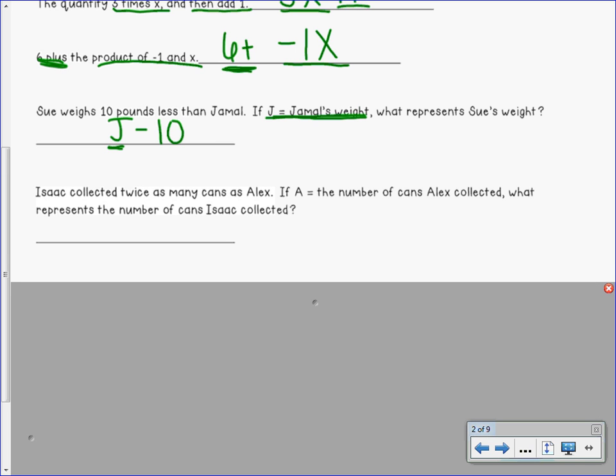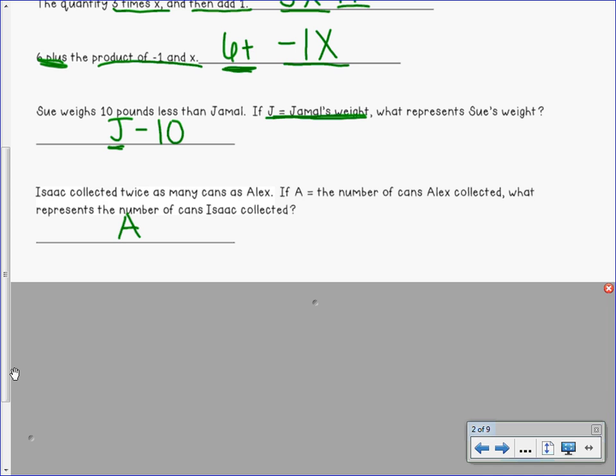Okay. Now we have Isaac and Alex. Isaac collected twice as many cans as Alex, so maybe they're collecting cans for 100. Okay. If A is the number of cans Alex collected, what number sentence could we make so we could figure out how many Isaac collected? Okay. My first step, what variable do they give us? A. I know I'm going to have A in here somewhere. I'm not sure yet, but I know I'm going to use it.